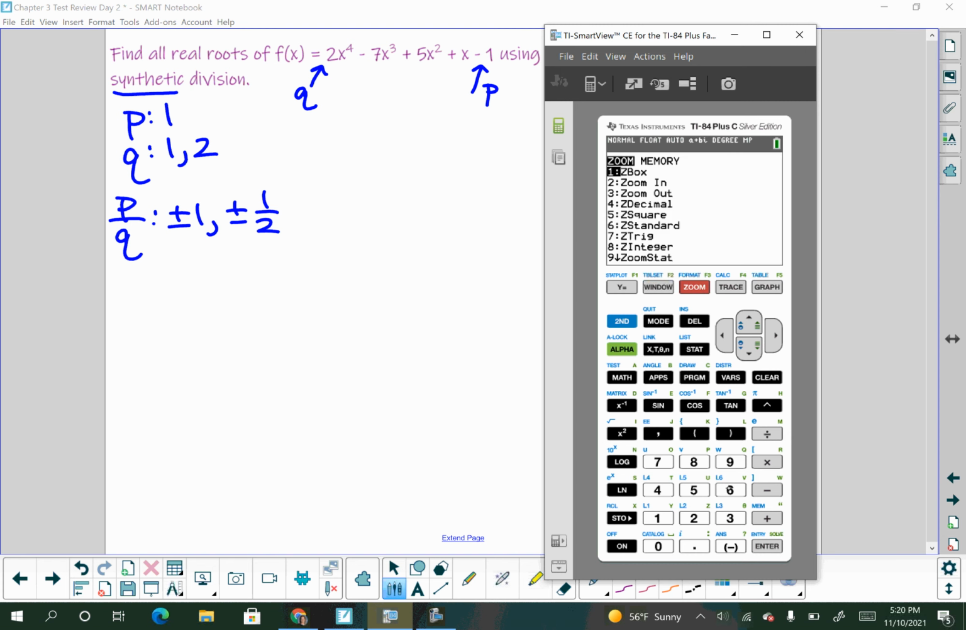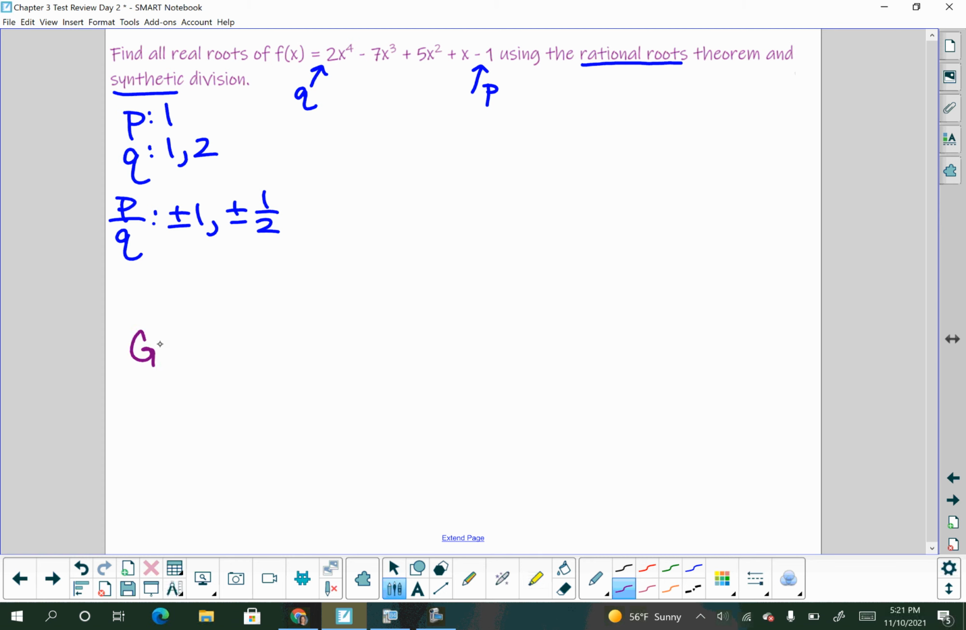Right now, I don't have a giant p over q list. Oh, let me hit zoom 6, get a better window. There we go. But it still helps a little bit to check this out. So let's see. It looks like positive 1 is maybe an x-intercept, maybe even a half could be an x-intercept, even negative a half. So I'm going to write all of those down. From the graph, maybe positive 1, maybe negative a half looked like it could be an x-intercept. And then we'll check that for sure with our synthetic division.